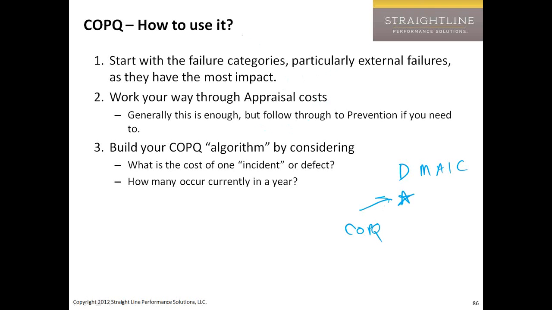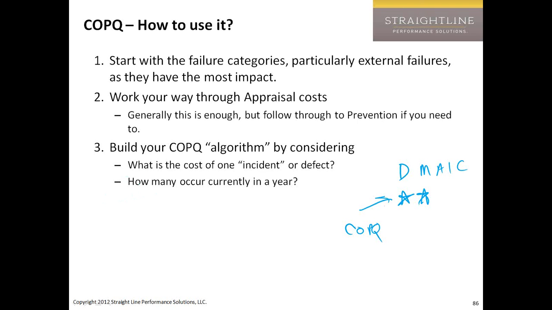And I actually do this in an Excel spreadsheet, generally speaking. Okay, now I do want to also start that in the measure phase, which is often where you have data to support how many errors we are actually making, right? Okay. And then when you build the cost of poor quality algorithm, what I find helpful is usually to ask the question, what is the cost of one type of incident or defect per year?